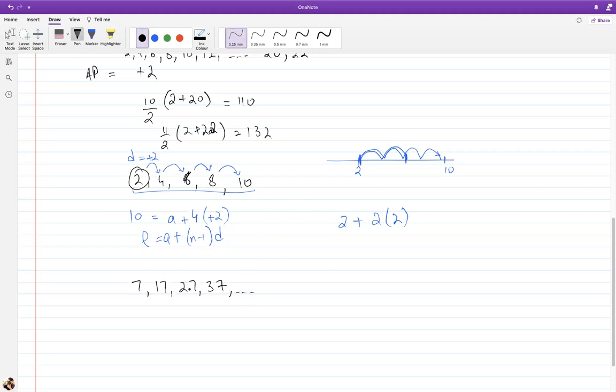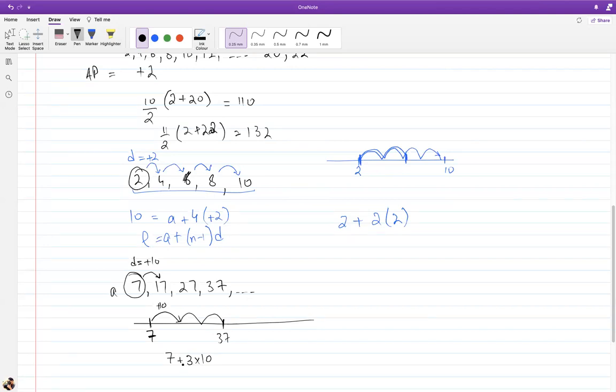So for example, in this 7 sequence, what is the rule here, or what is the D here? You're adding 10, right? Yes, sir. And what's your starting point? A. So A is your starting point, and to get to the next one, you have to make jumps of 10. So if I make 3 jumps, I will get to 37. Why? Because I have added 3 times 10 to the first term. That's how many jumps you'll have to make.